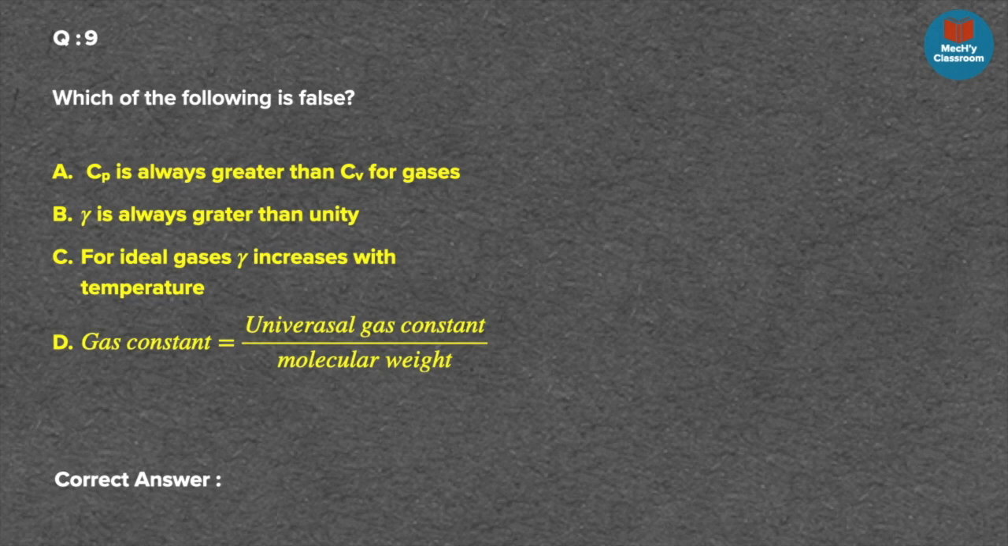Moving to the next question. Which of the following is false? Options are: Cp is always greater than Cv for gases. Second option, gamma is always greater than unity. For ideal gases, gamma increases with temperature. Option D, gas constant is equal to universal gas constant divided by molecular weight. So our correct answer is option C.